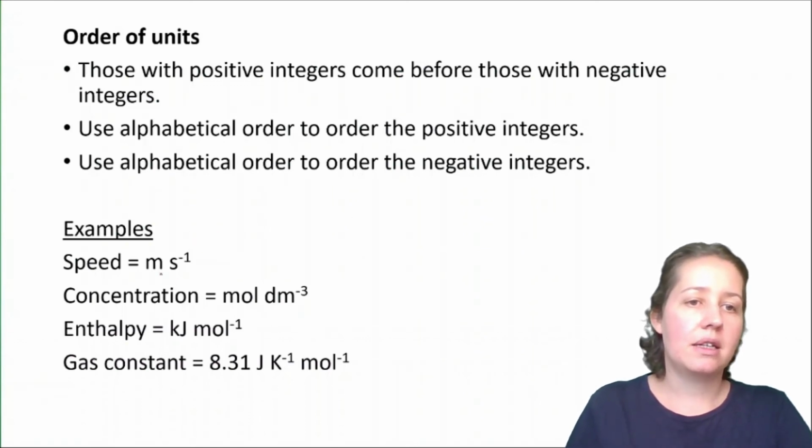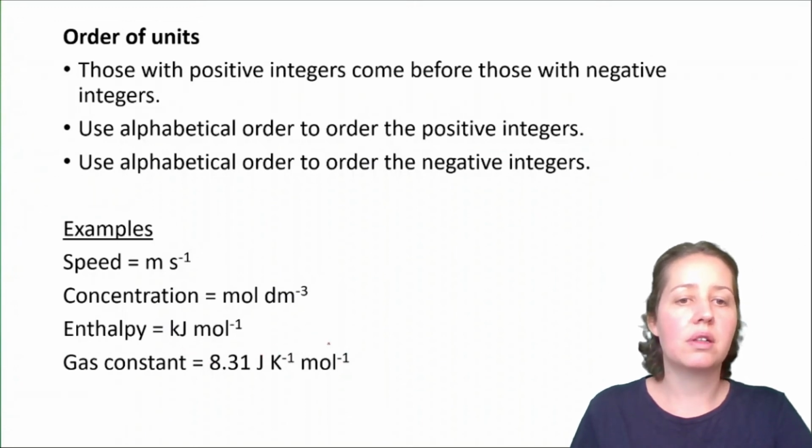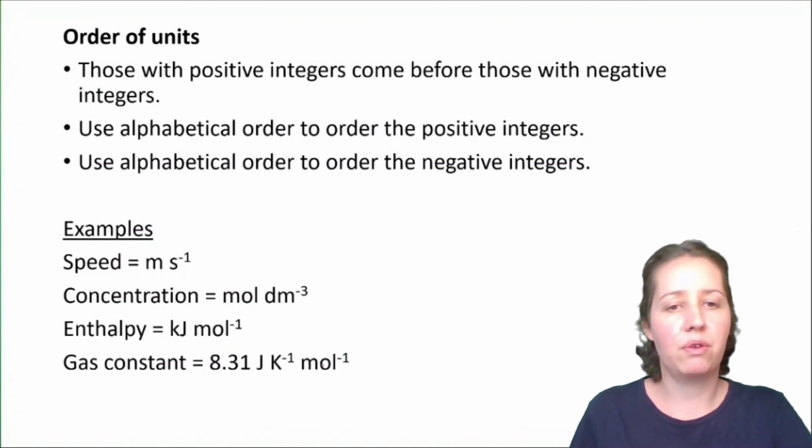So let's have a look at some examples here. Speed, meters per second, positive first, and then the negative. Concentration, positive first, then the negative. Enthalpy, kilojoules first, positive, then per mole, negative. Then on to the most exciting example of the gas constant. We have three sets of units here, joules per Kelvin per mole. Positive comes first, joules. Then we have per Kelvin per mole. These go in alphabetical order. K comes before M, so per Kelvin comes before per mole.